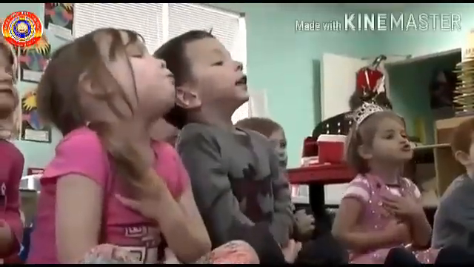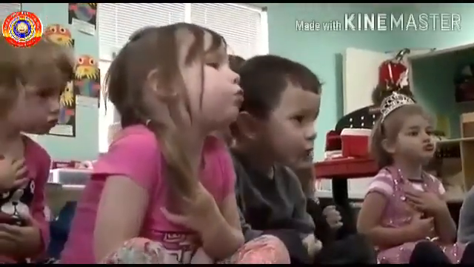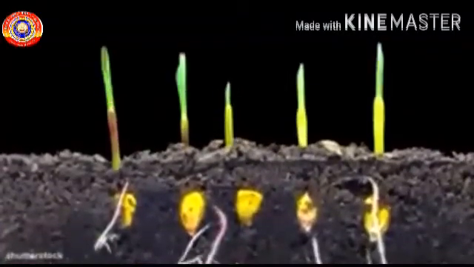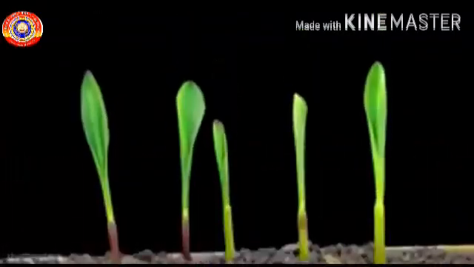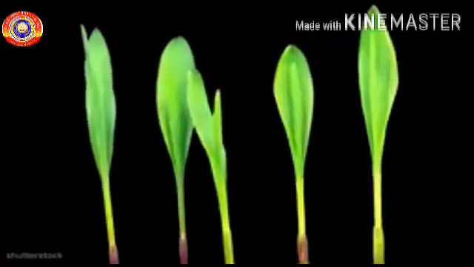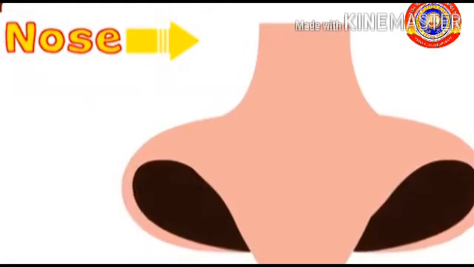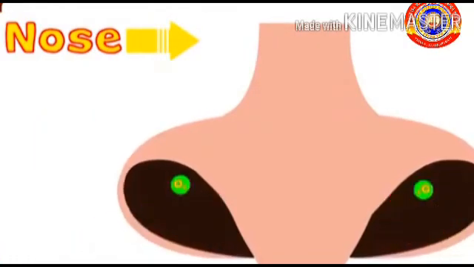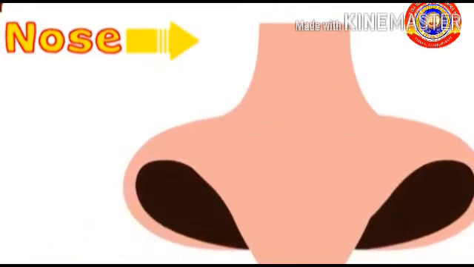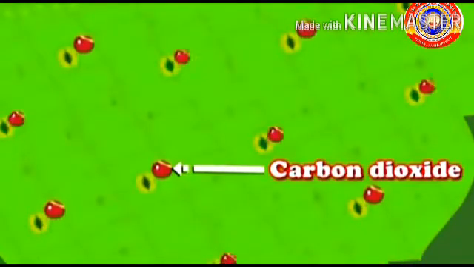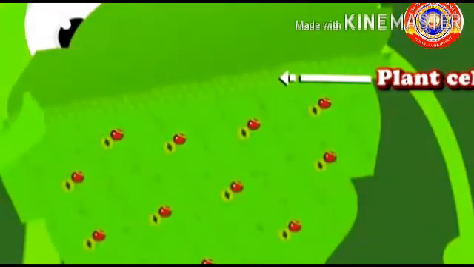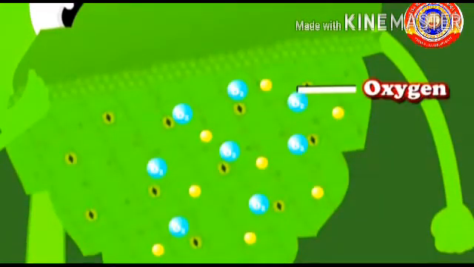We breathe for life, don't we? Aren't plants growing up? Do they need to breathe? When we breathe in, we take in oxygen and let out carbon dioxide. Once again, when we, the humans, breathe in, we take in oxygen and let out carbon dioxide. But we have seen that during photosynthesis, plants absorb carbon dioxide and release oxygen.